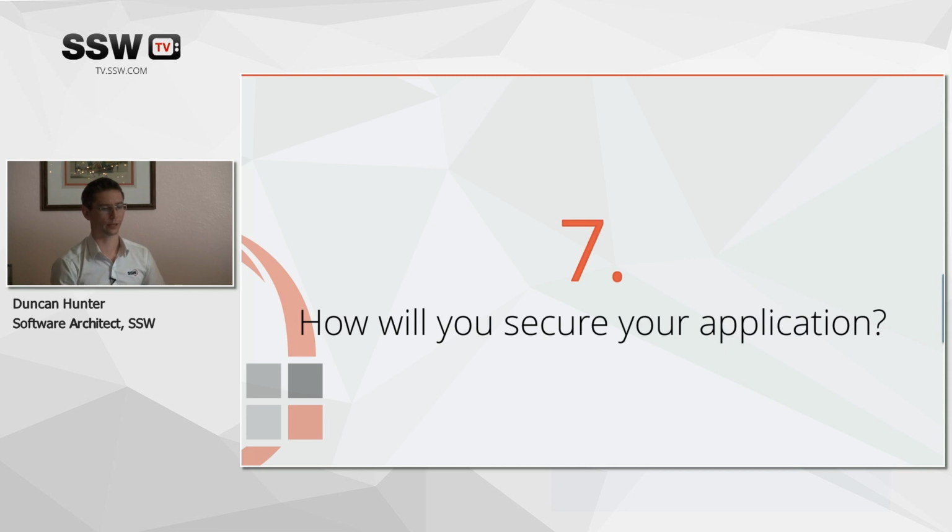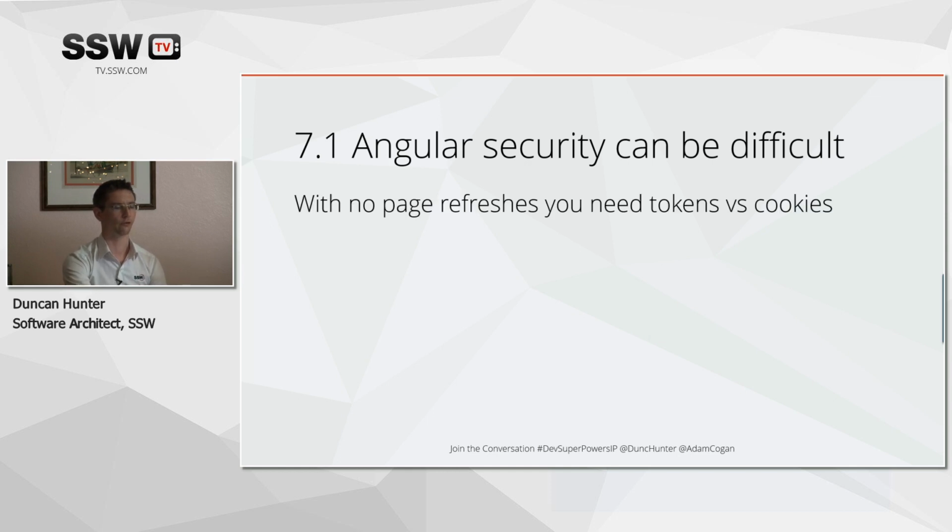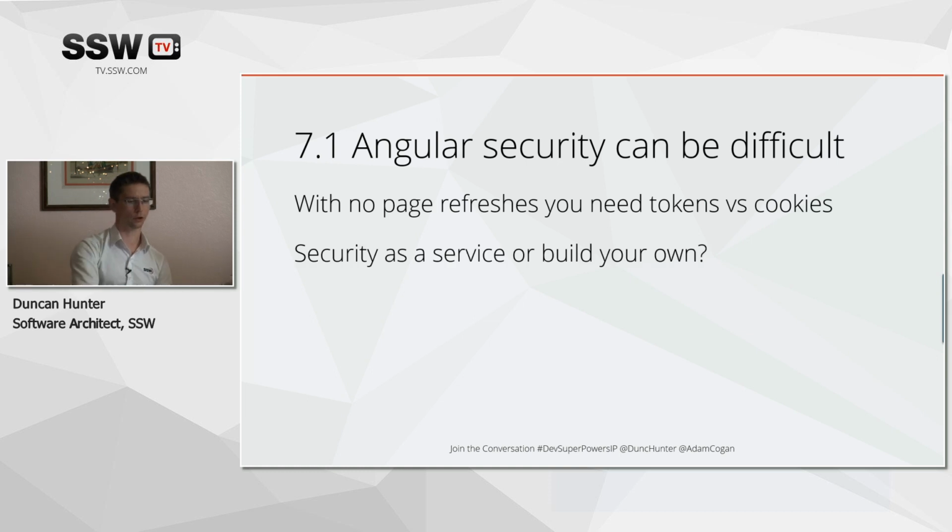So how are you going to secure your application is point 7. And I'm not going to go into a big story here about this, but security can be quite difficult the first time you do it with Angular. You've got no page refreshes. You're going to end up using tokens versus cookies. You've got an option to do security as a service. So you could go to a company like Auth0, which has got quite a cool setup for doing security as a service. So basically you'll pay them and they'll have a server for all of your security, and they've got great libraries and extensions for everything.